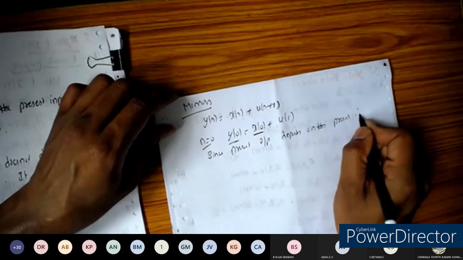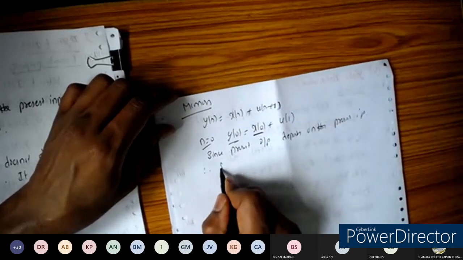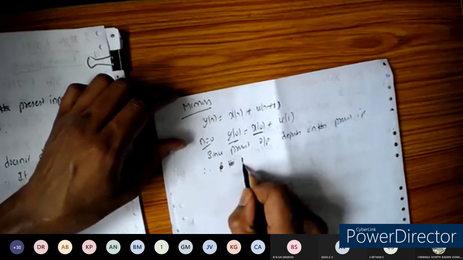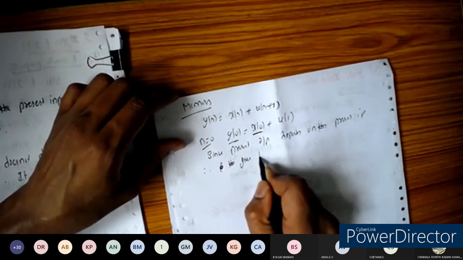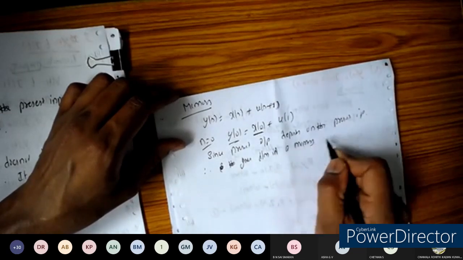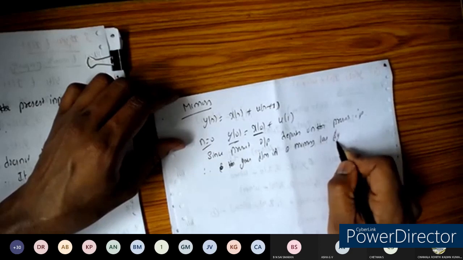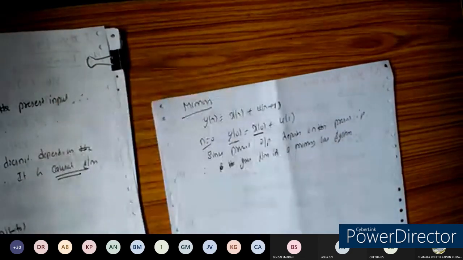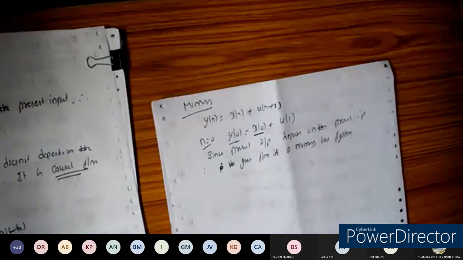So since the present output depends on the present input, therefore the given system is a memoryless system. Memoryless system. Done.